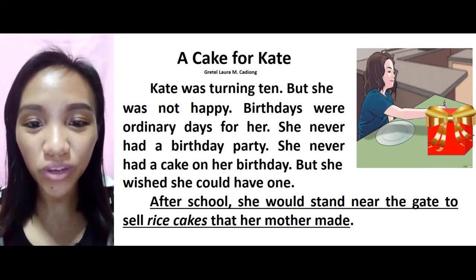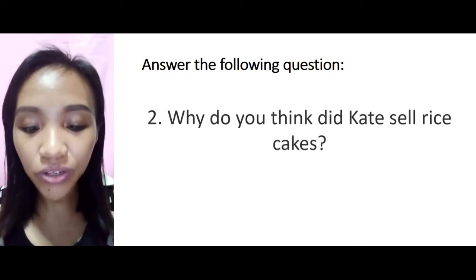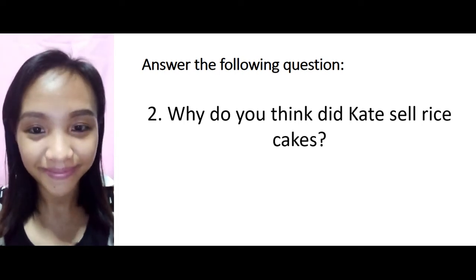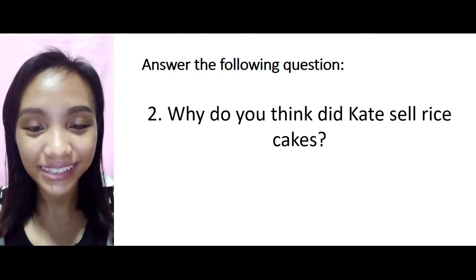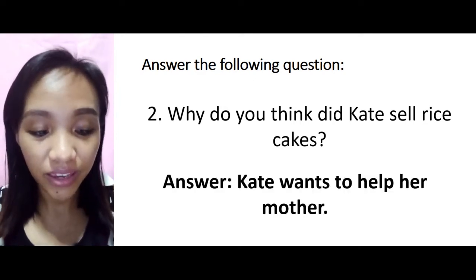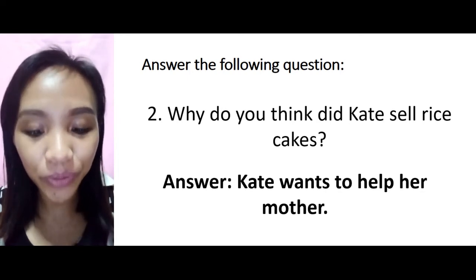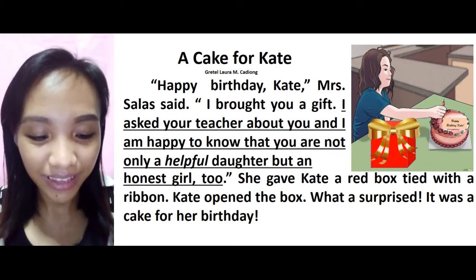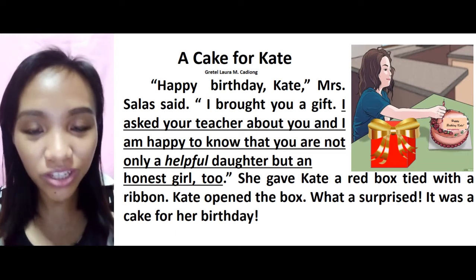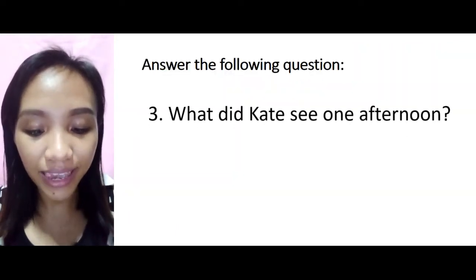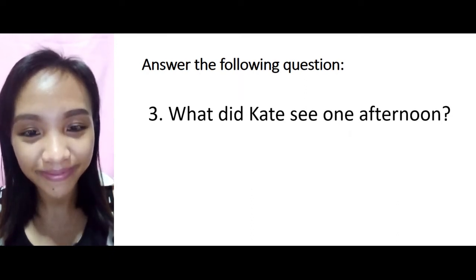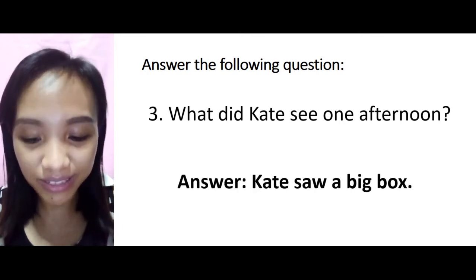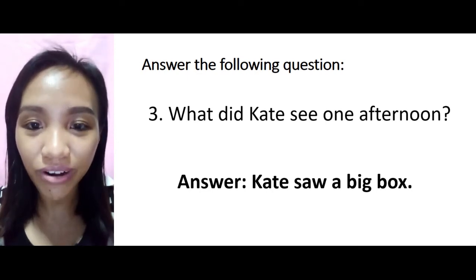Now let's proceed to question number 2. Why do you think Kate sold rice cakes? What's your answer? The answer is, it's because Kate wants to help her mother. Let's review the story. Now let's have question number 3. What did Kate see one afternoon? Very easy. The answer is a big box. Let's go back and review the story.